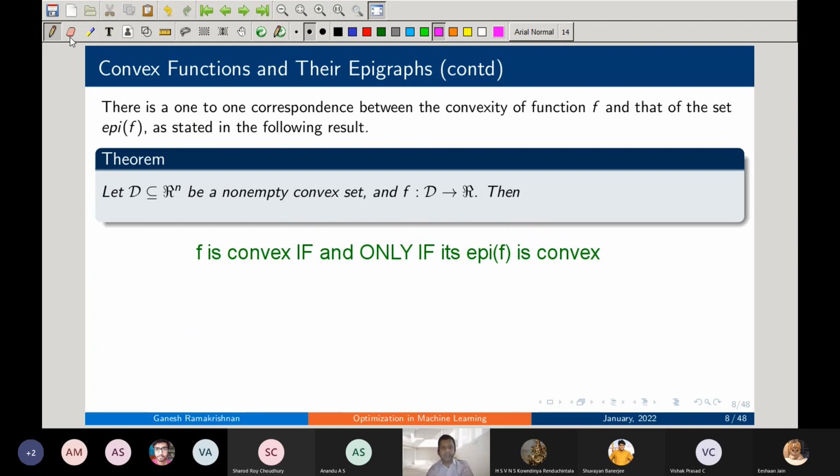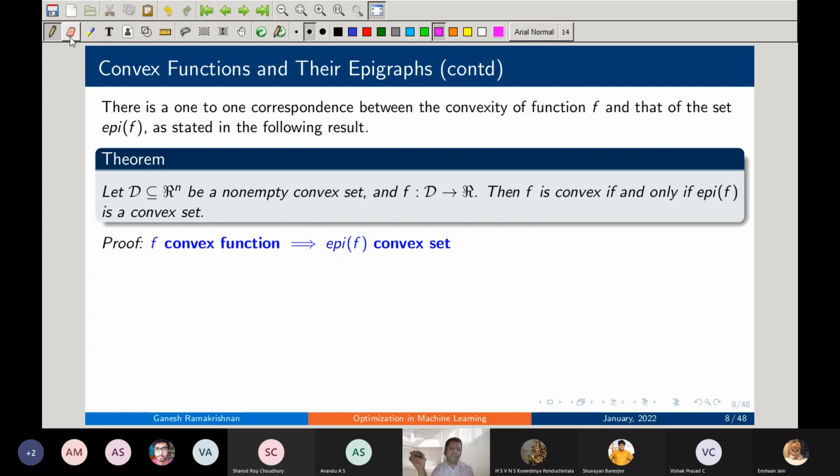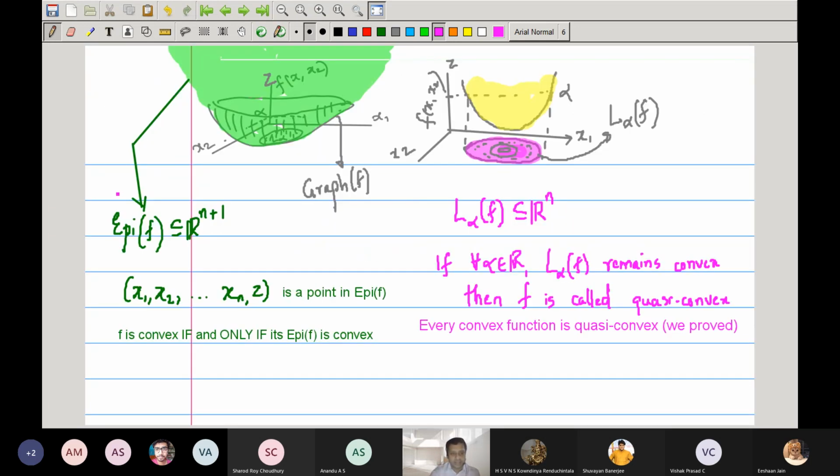So how do you prove this? Anyone? I must tell you the proofs are very simple. First, we'll try to prove that if f is a convex function, then epi f is a convex set. And the proof is very, very similar to that for sublevel sets. You just need to prove that a convex combination of the upper bounds stays in the set. So epi f is what? It's all (x, z).